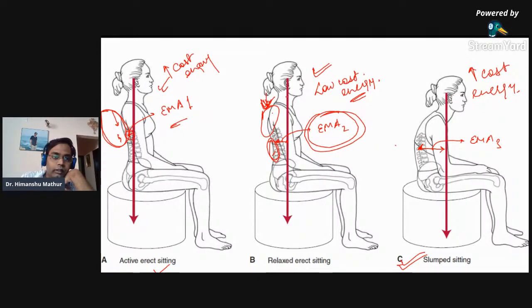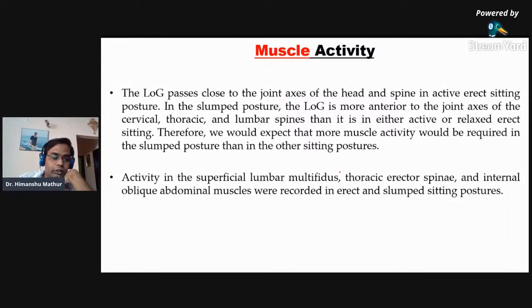Fine. So this is what has been asked or talked about in this particular slide, that the LHG passes quite close to the joint axis of the head and spine in the active erect position. In the slump posture, the LHG is more anterior to the joint axis of the cervical, thoracic and lumbar spine than it is in either active or relaxed erect sitting. Therefore, we would expect that more muscle activity would be there in the slumped posture than in the other sitting postures. There will be the most high energy work in the slump posture, right? So never try to promote the slump posture. Always try to correct it.